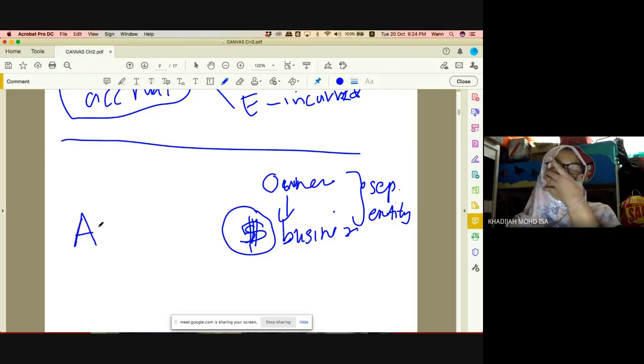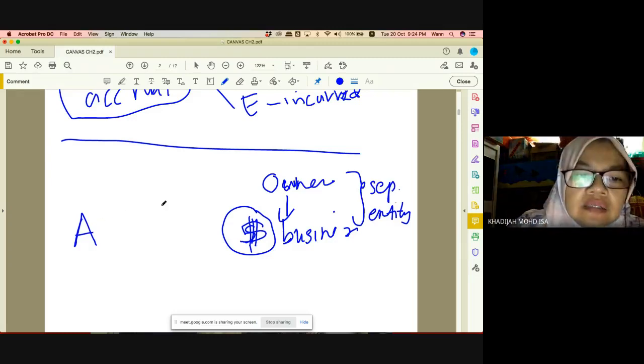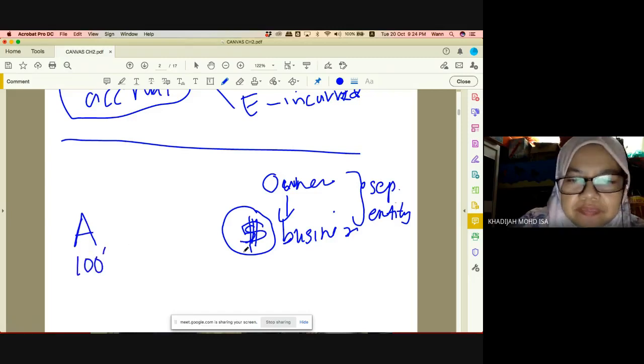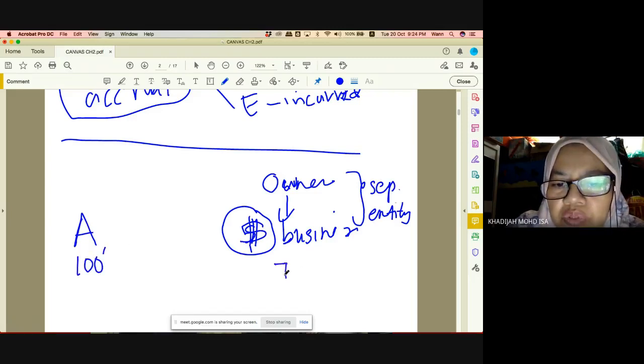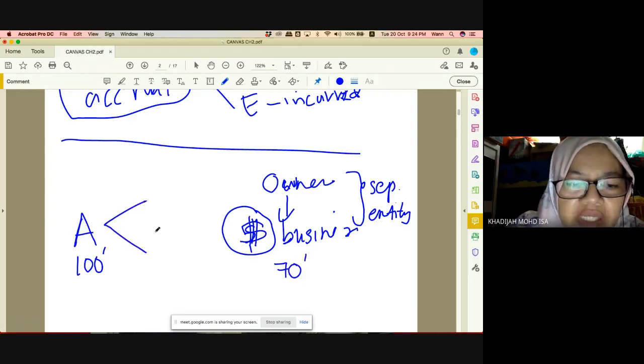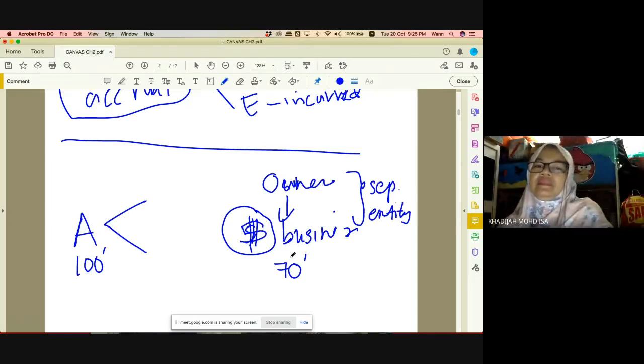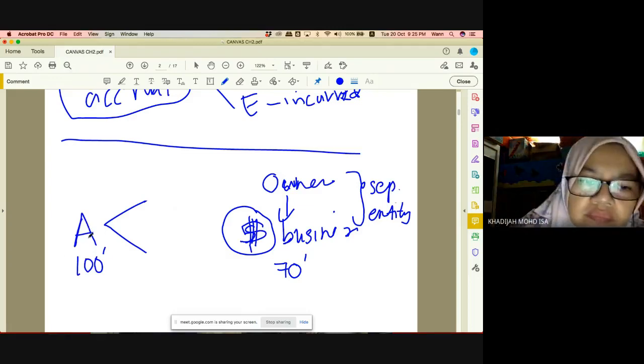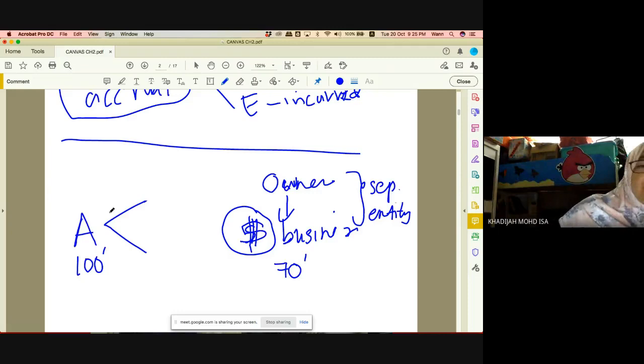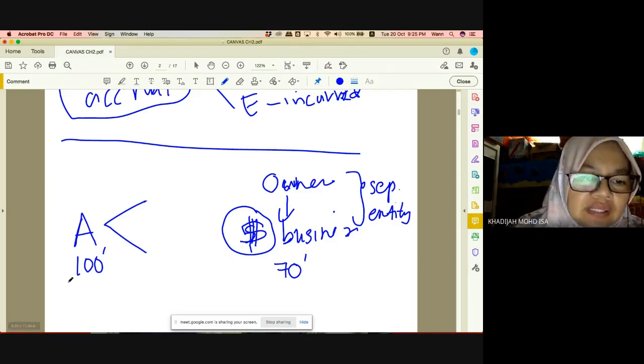Let's say I want to buy a machine, and the cost of the machine is 100,000. The owner put money into the business, 70,000. How can I buy a machine of 100,000 if I only have 70,000? I want to buy a machine, which is my asset. If I buy this, the machine will be my asset. So we call it this 100,000 machine.